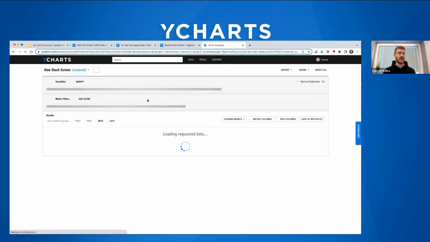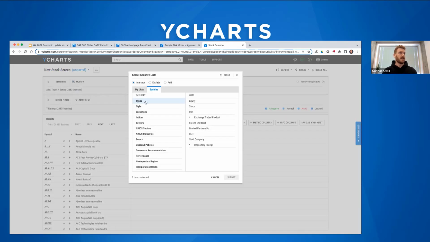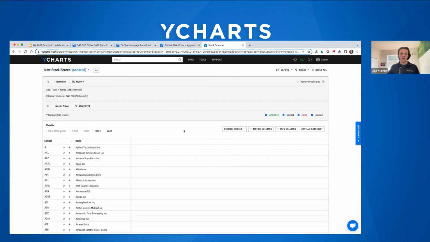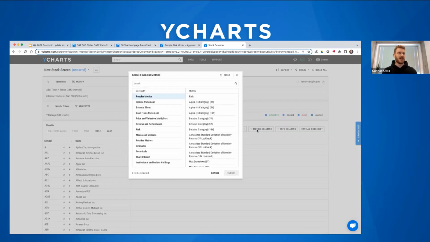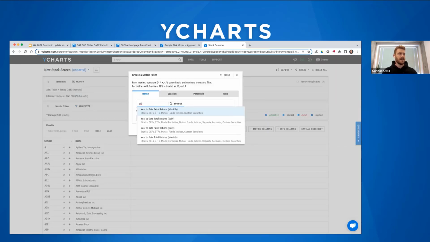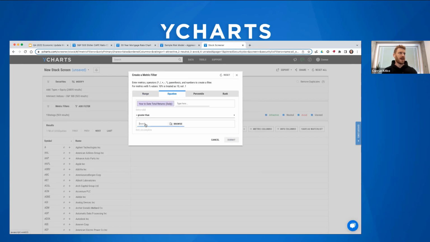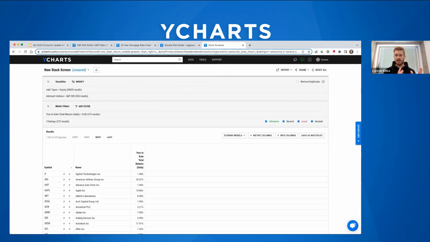I would come into the stock screener. I would look for just S&P 500 companies. So I'm selecting indices and S&P 500, right? That's correct. And then maybe I would look at a metric column. Well, actually, let's make it a filter where we'll say year to date total returns is greater than 0. Submit. So now we're looking at just this first part of 2023. This isn't what we did for 2022.